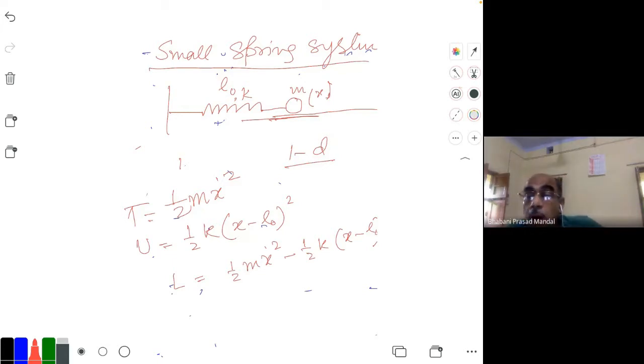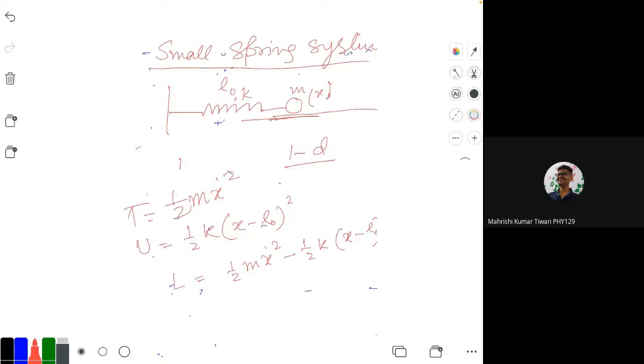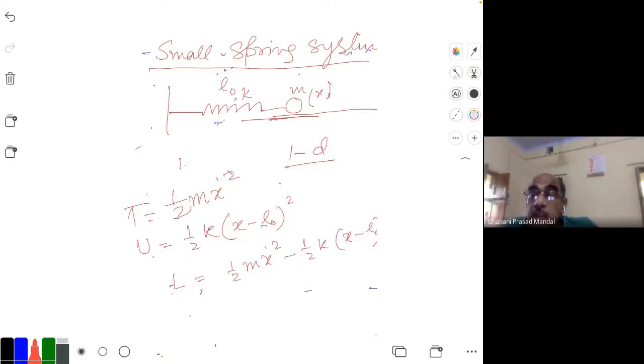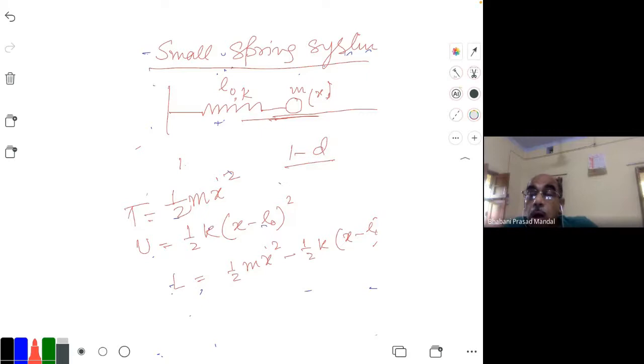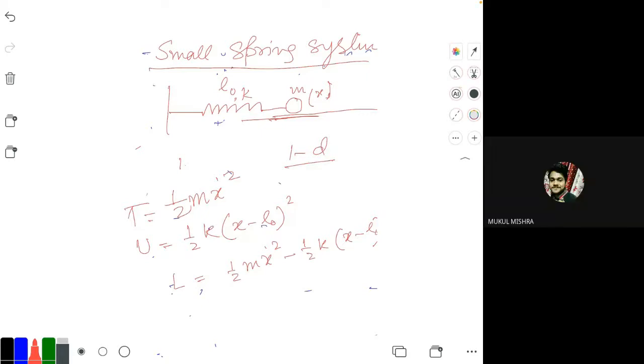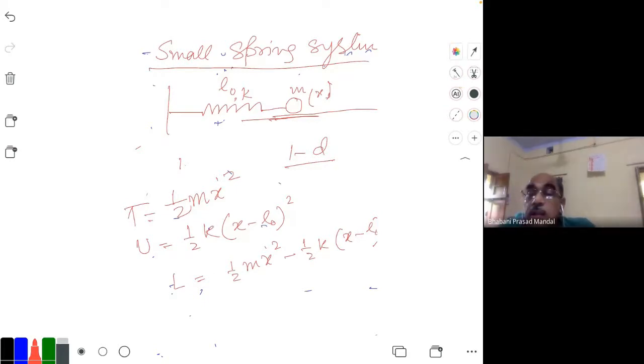Then Harsh, 171. Yes, sir. Manish Maharshi, what is your roll number? 129. 129. Mohammad Yasin, 174, sir. 174. Mukul Misra, sir, 130. 130. Pratik, 177. Ranjit Singh, 068.